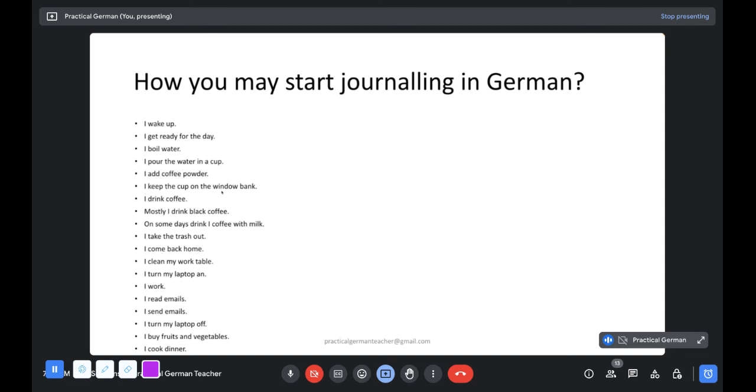Vielleicht. No, vielleicht means what, guys? Perhaps. Maybe. Vielleicht is maybe. What is mostly? Come on, you should know this. Meistens. Okay, meistens. Does maximale also work here?